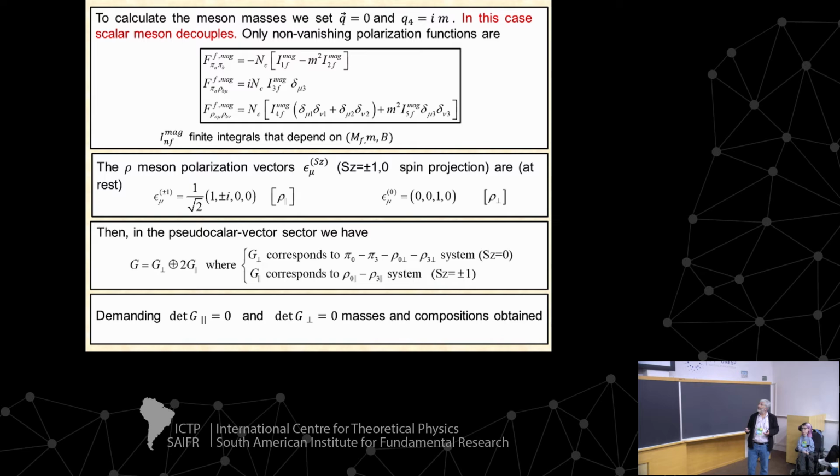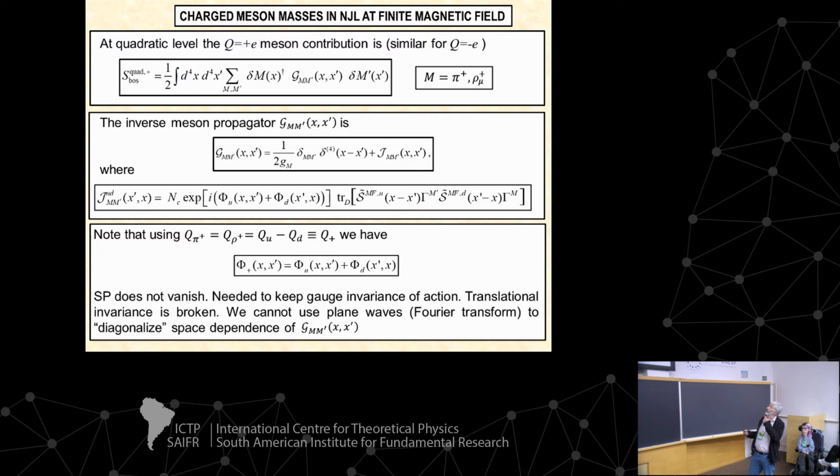So let me go now to the charged mesons. At the quadratic level, it's again something like this. So this is for the charge plus, but there is something equivalent for charge minus, which is completely equivalent, so I will not write this. And now M corresponds to pi plus and rho plus, which are the ones that might mix. The inverse propagator is this, and this polarization function is now given like this.